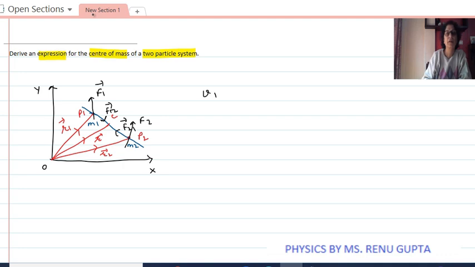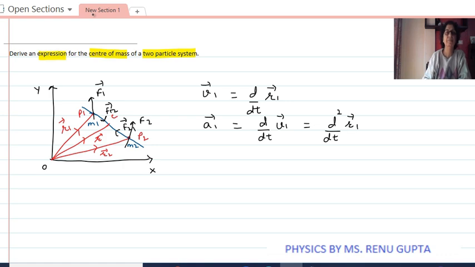Now the velocity of the particle when force is acting is given by the rate of change of displacement of particle 1, position vector r1. Therefore its acceleration will be given by the rate of change of its velocity v1, or that can also be written as the second differentiation of position vector r1. Similarly, the velocity of the second particle will be given by d/dt of r2, and acceleration a2 will be given by the rate of change of velocity, or that can be written as the second differentiation of r2.